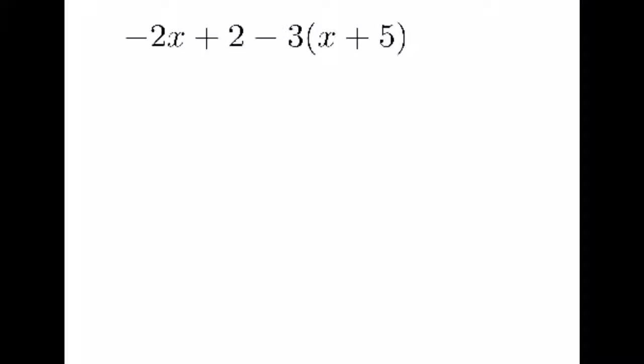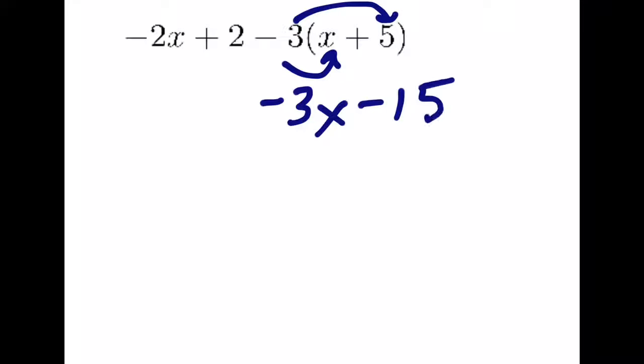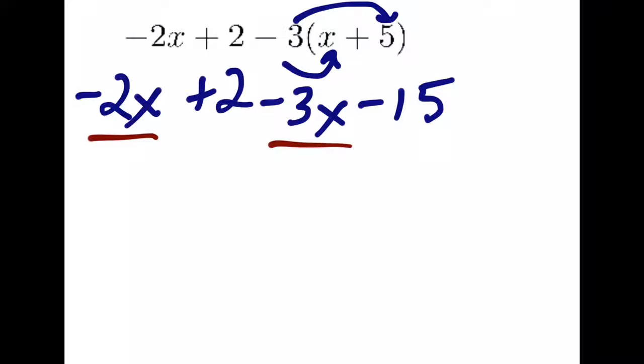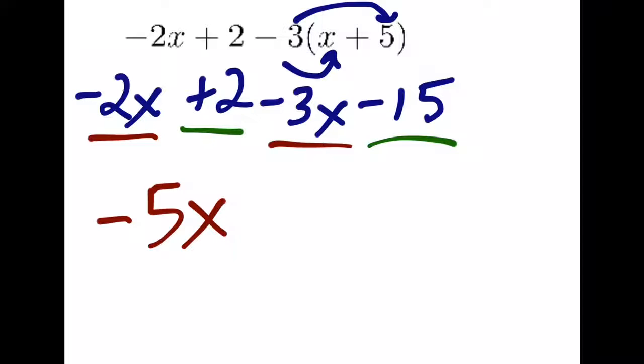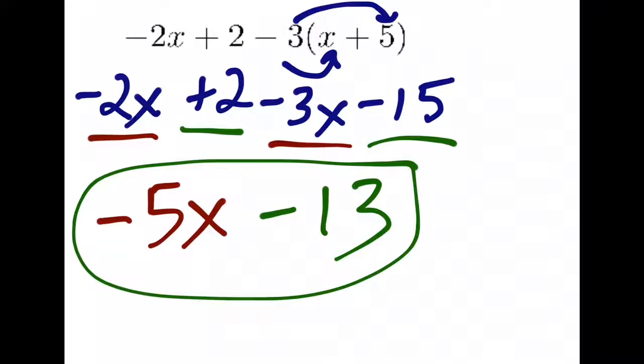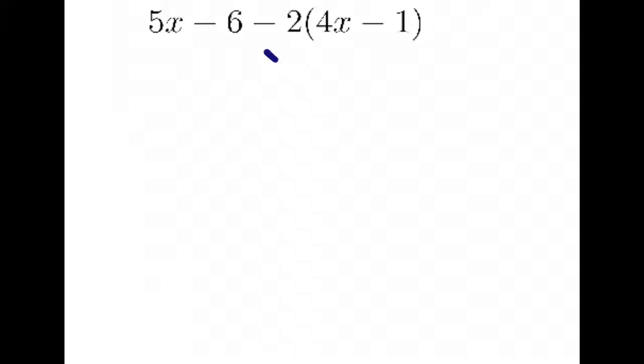Next example, first we distribute. Notice the negative comes with the 3. It is a negative 3 times x, and a negative 3 times 5. We carry down the first couple of terms, negative 2x plus 2, and now we're going to match them up. I see we have x terms underlined here in red. That gives us a negative 5x, and we have constants underlined in green. That gives us a negative 13. That's our final answer.